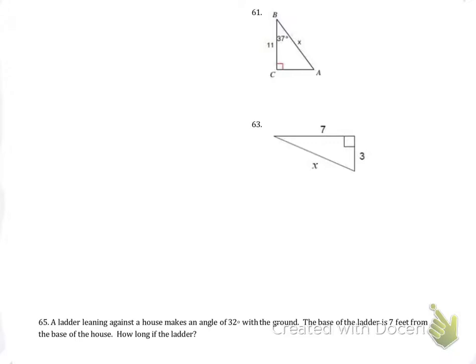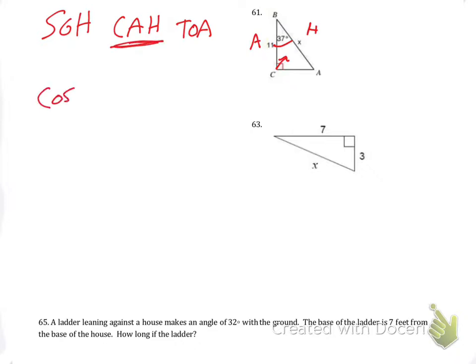All right, 61, same thing, using SOHCAHTOA. So I have an angle here, it's angle 37, right? And what I'm given is, I know that this is going to be the hypotenuse. So I'm given the hypotenuse, and then I'm given the adjacent. I'm looking for which one I can use that has the hypotenuse and adjacent, and that would be cosine. So cosine 37 would then be equal to the adjacent, which is 11, over x.